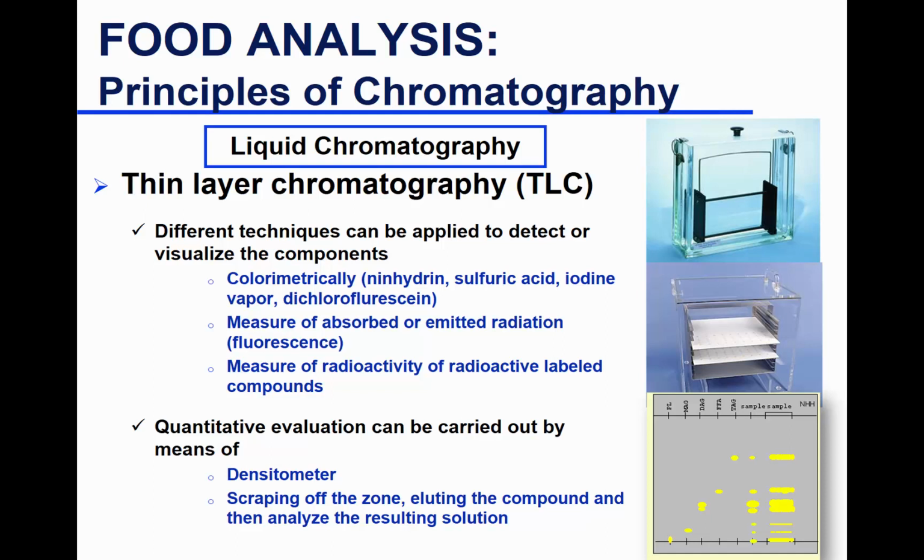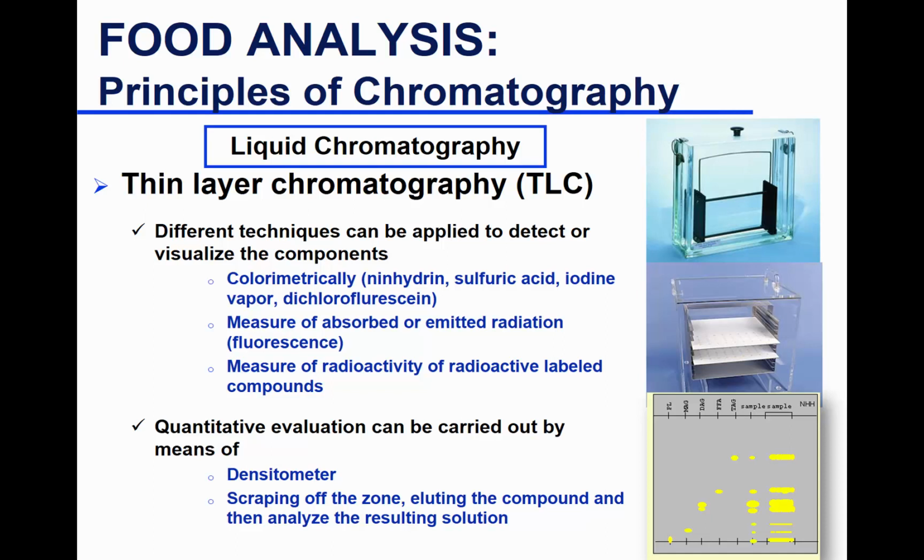Or iodine vapor also will generate color. Or dichlorofluorescein, for example, like in this example here, where we're separating different fat components. And then measuring: if you can measure absorption, you can measure absorption or measure fluorescence. If you label your compounds with a radioactive label, then you can do radioactivity measurement.